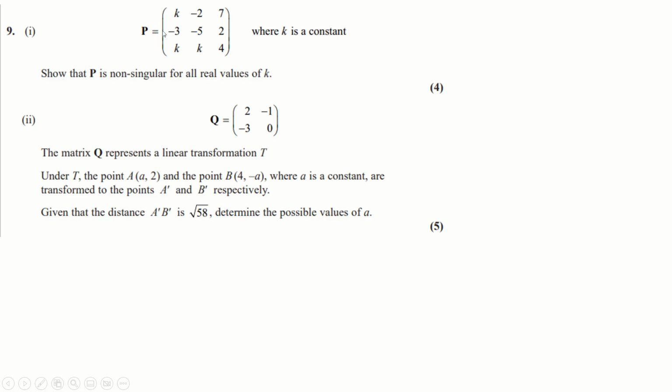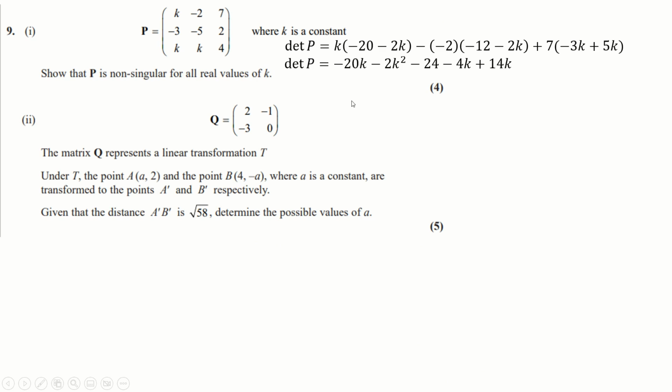P is this. Show P is non-singular, so, okay, singular matrices have determinant 0. So we're just going to find the determinant, which is k times this determinant minus 2 times the determinant of these 4 here, plus 7 into this determinant. So I'll just do that, and you get this, which simplifies to that.